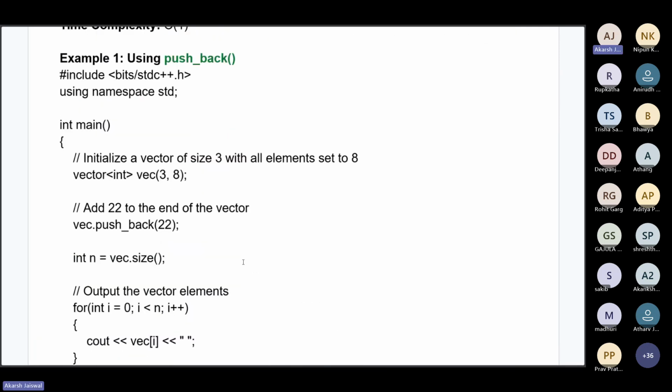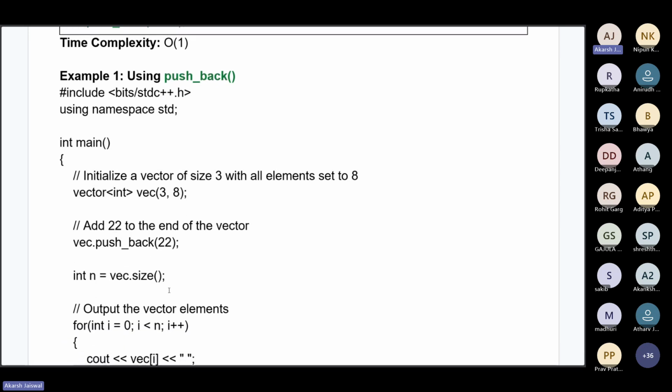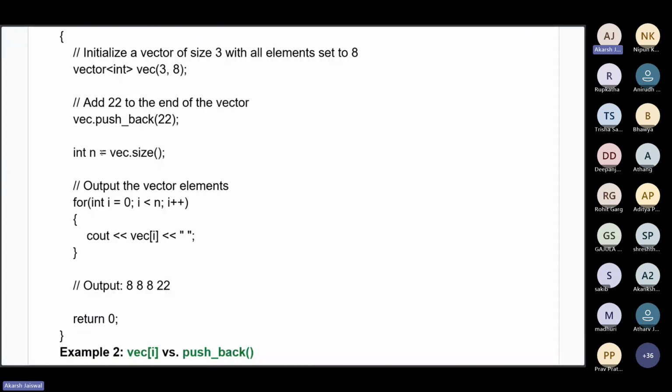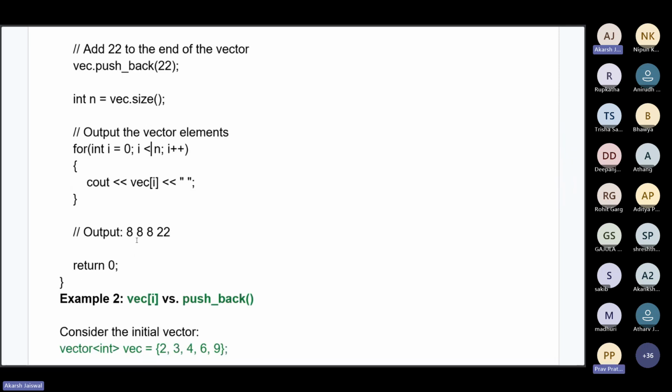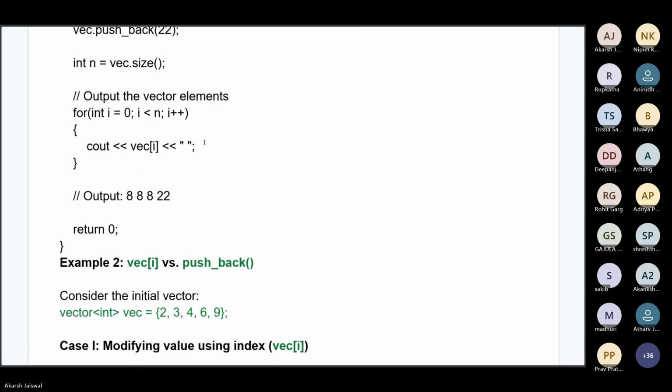So if you want to declare a vector of size 3 with all elements set to 8, you can do it by vector<int> name(3, 8). So size comma default value. And if you do push_back(22), the size would come out as 4, and the elements would be 8, 8, 8, and 22. It would add it to the back of the vector.